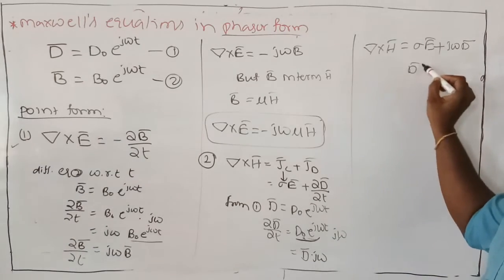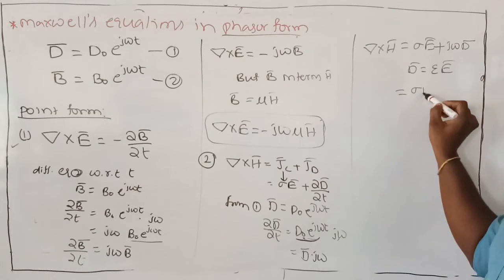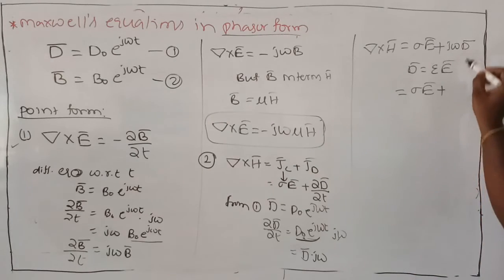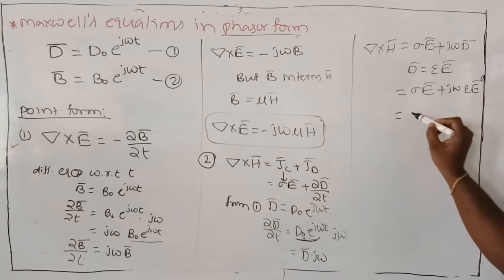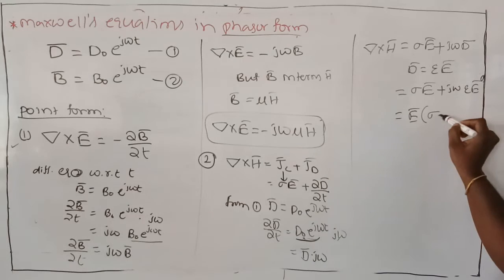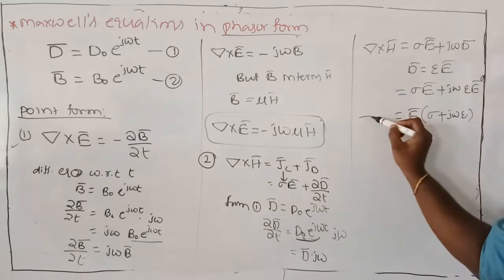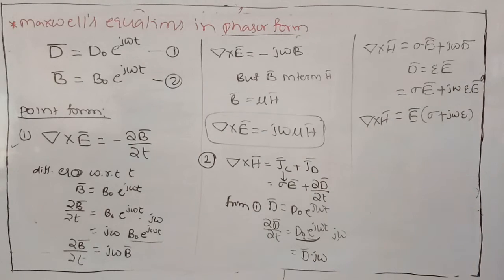So what about D bar? Again D bar is epsilon times E bar, so sigma E bar plus, substituting here, j omega epsilon times E bar. So take the common. What is the common here? E bar is the common, so curl H bar equals sigma plus j omega epsilon times E bar, which is the phasor form of Maxwell's equation, one of the phasor forms of Maxwell's equations.